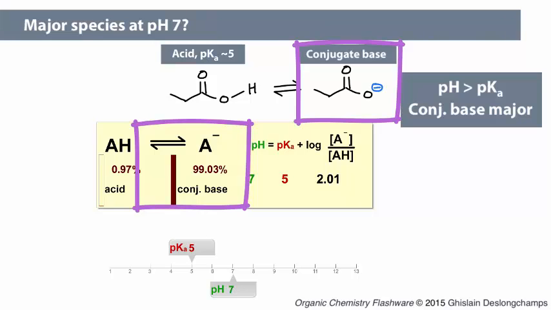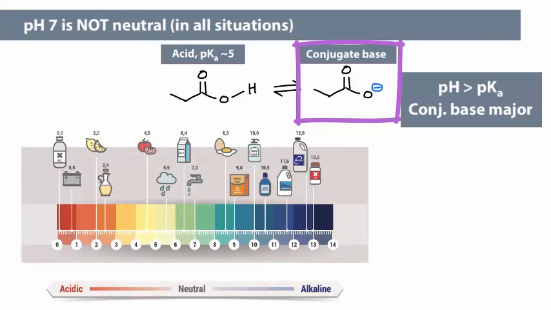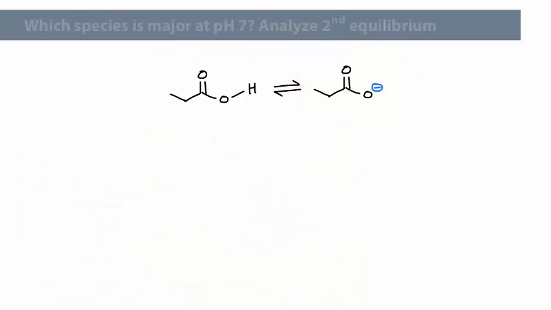One way to think of this is the solution is more basic than what the substrate can handle, so it exists in its conjugate base form. It's unfortunate that we learn that pH 7 is neutral. This is true in only very limited situations. It does not mean the species will necessarily be neutral at this pH. The charge on a species will depend on its pKa value.